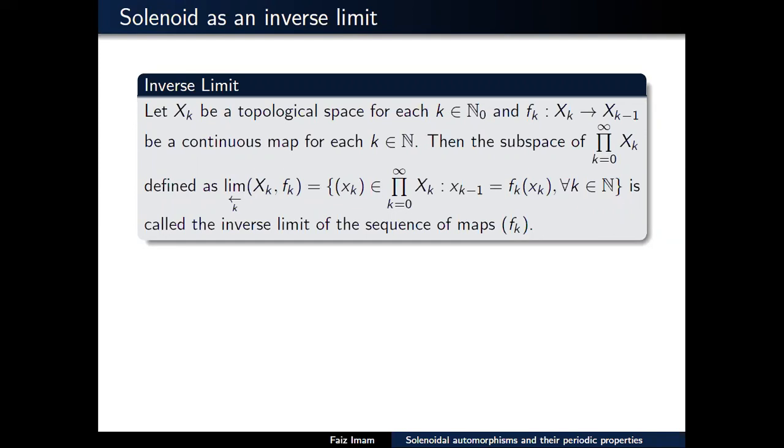Basically, one-dimensional solenoids are defined using the concept of inverse limit. So first I define what an inverse limit is. We have Xk, which is a topological space for every k belonging to N naught, that is, the set of natural numbers union 0. And we have a map fk going from Xk to Xk minus 1. If you see, the map is going in the reverse direction: fk is a map from Xk to Xk minus 1, and this is a continuous map.